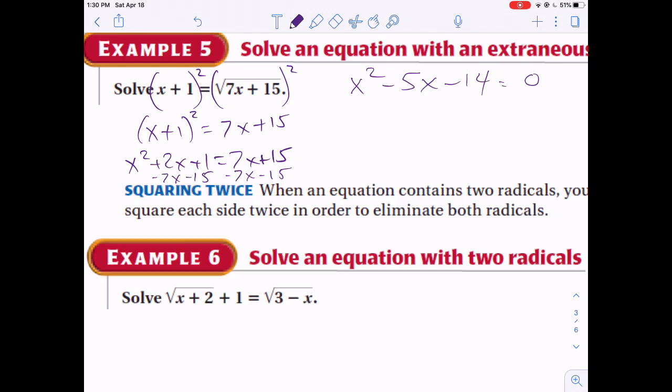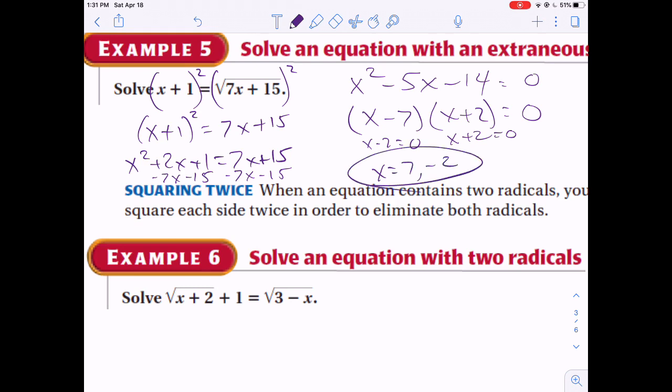Now, guess what? Reverse FOIL. I think you can see that hopefully the 2 and 7 will get you that 5, correct? So I'm reverse FOILing. It's a negative 5, so that means the larger number is going to be negative, and the smaller is going to be positive. So x minus 7 equals 0, and x plus 2 equals 0. x equals 7, comma, negative 2. And you're saying, hey, man, there are my 2 answers, I'm moving on to the next problem.